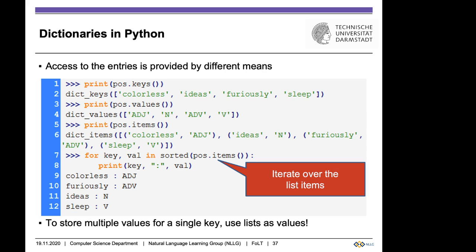Now we will see different ways to access the entries in the dictionary. For example, we can get all the keys by calling the keys function, and also we can get all the values in the dictionary by calling the values function, and we can get every entry, both key and value, by calling the items function. Also, we can iterate over every item or entry in the dictionary by using a loop. Then we get the results as the following.